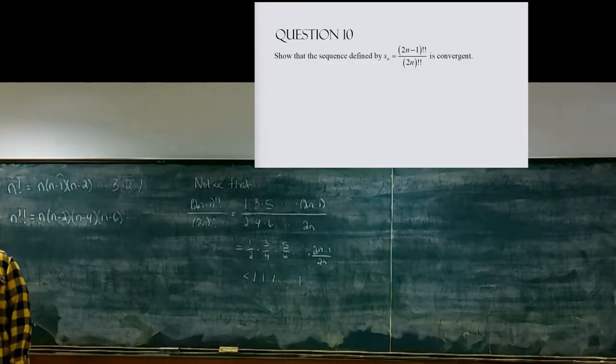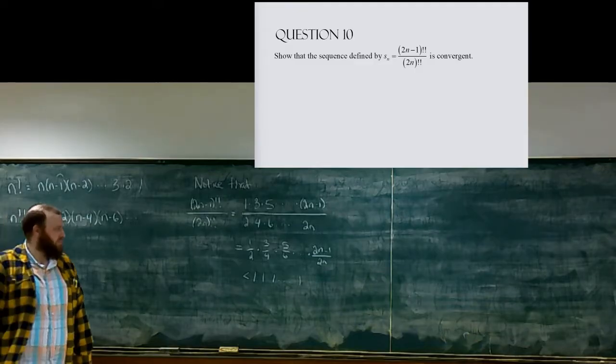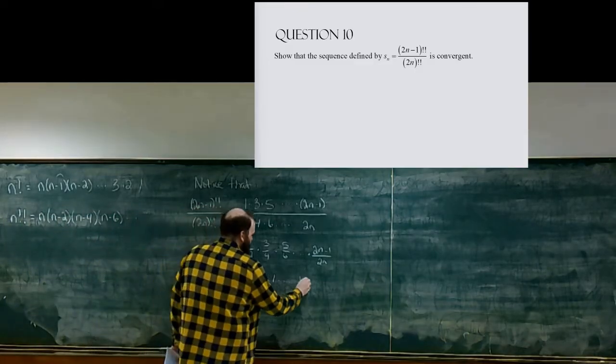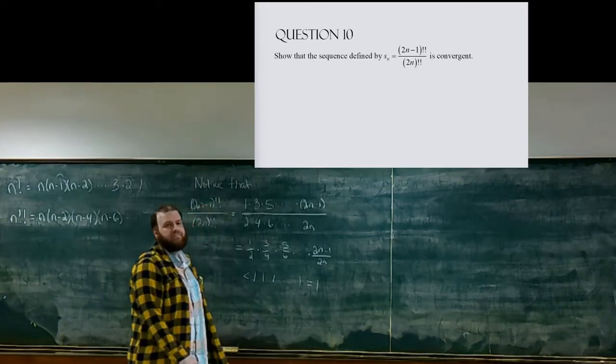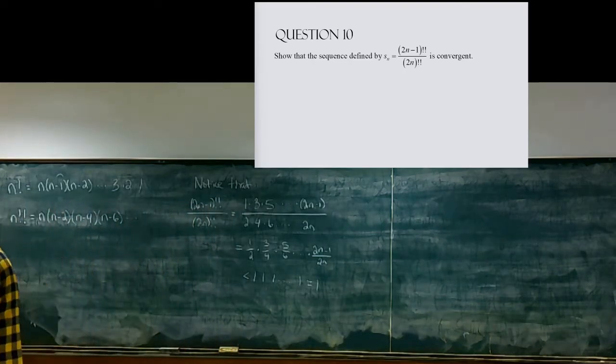That entire product is going to be less than 1 times 1 times 1 times 1 times 1 times 1, n times. So the sequence is bounded above by 1. 1 is an upper bound. It's always going to be larger.